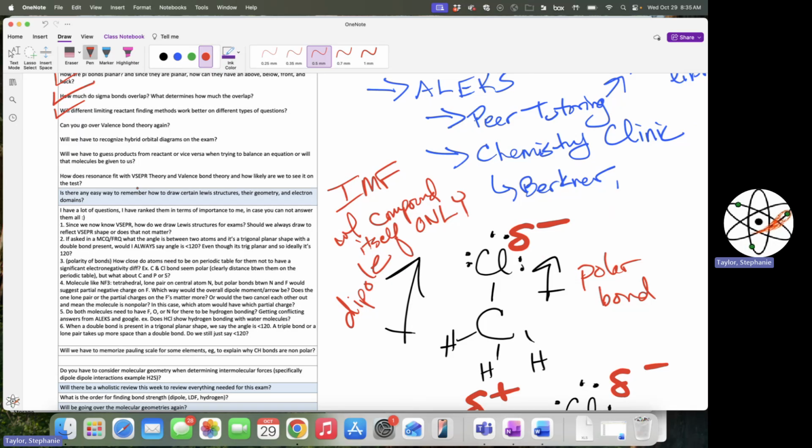Valence bond theory. Valence bond theory is really just the fact that you need single electrons in orbitals to overlap.